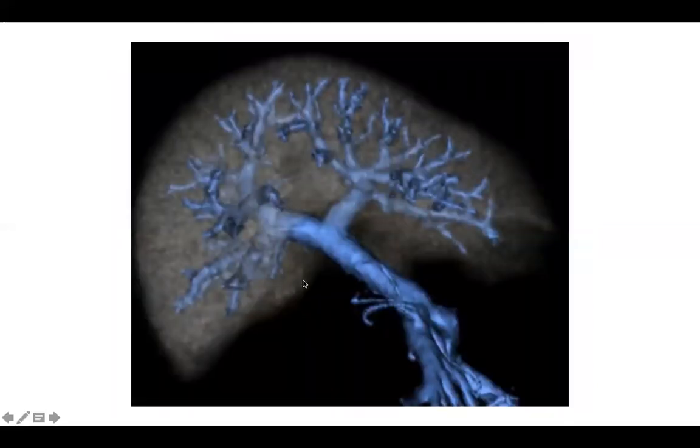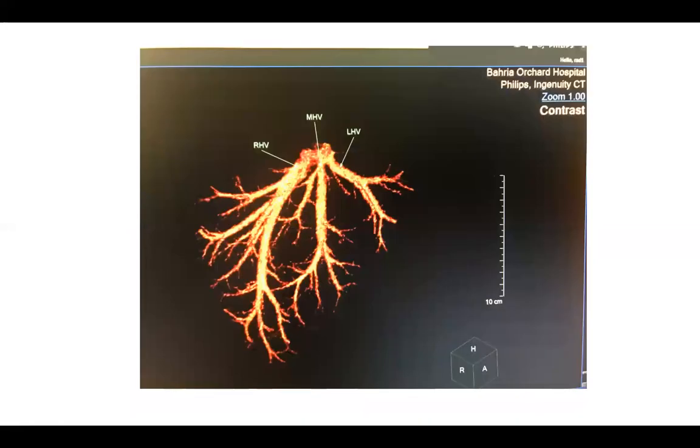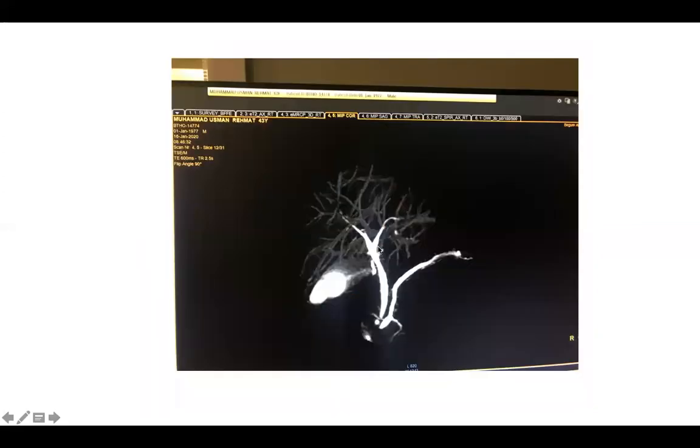This is portal venous reconstruction of the hepatic veins. This is the right hepatic vein and its tributaries, the middle hepatic, and the left hepatic vein. This is reconstruction of the biliary system with the help of an MRCP. You can see the right duct, left duct, and common hepatic duct, and then continuity into the bile duct.